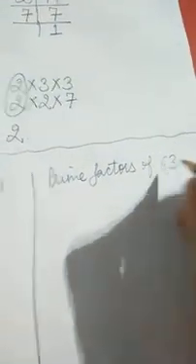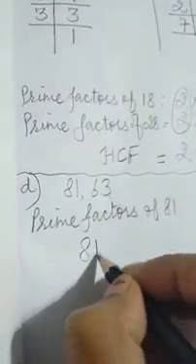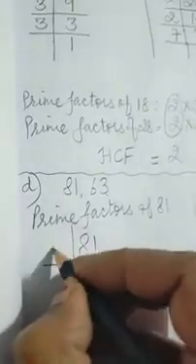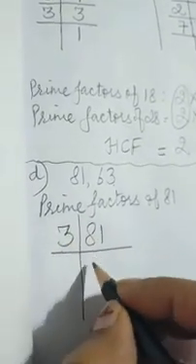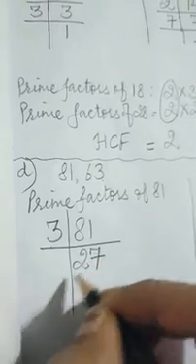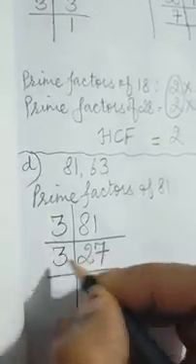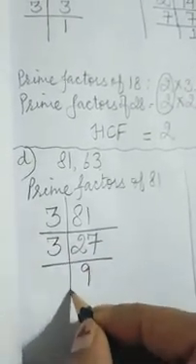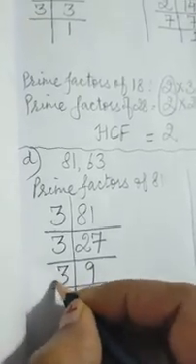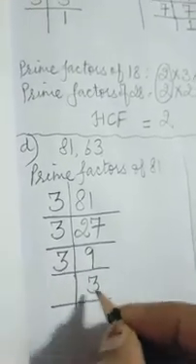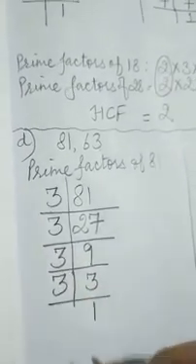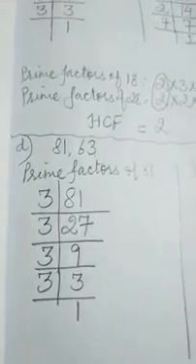81 is divisible by 3. When we divide 81 by 3, we will get 27. 27 is also divisible by 3. We will get here 9. 9 is divisible by 3. We will get here 3. And 3 is a prime number. It is divisible by 3 only. So here we will get 1.